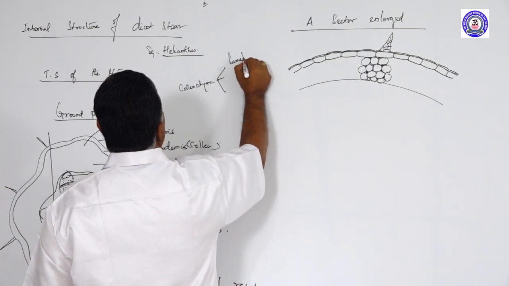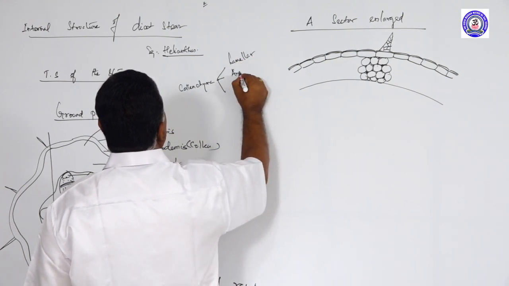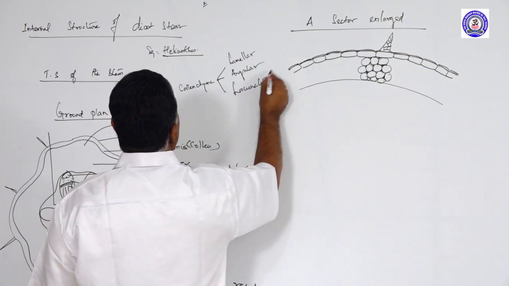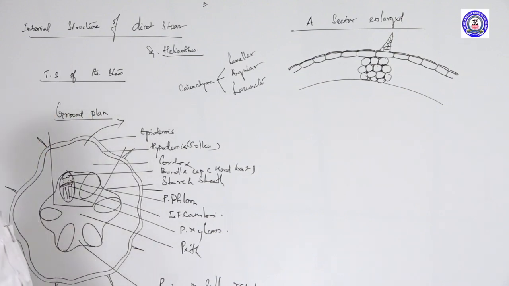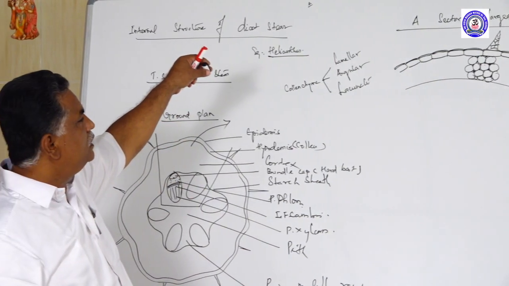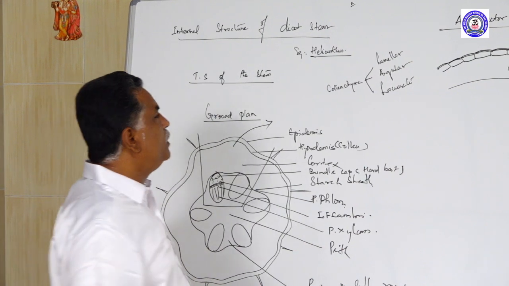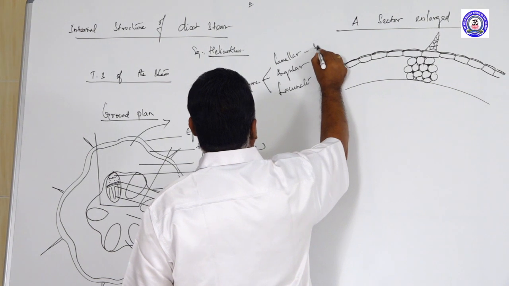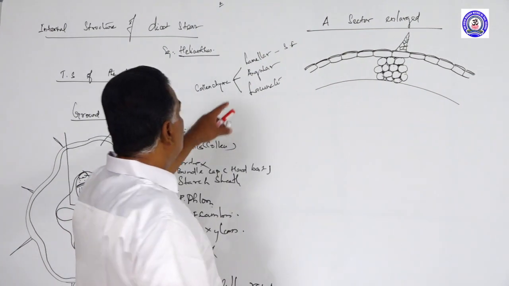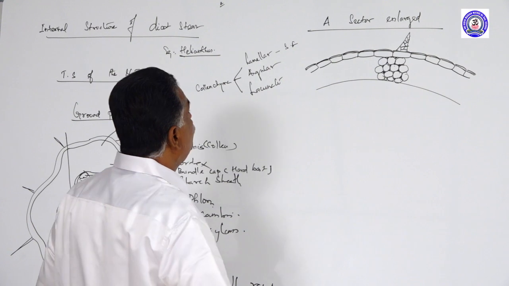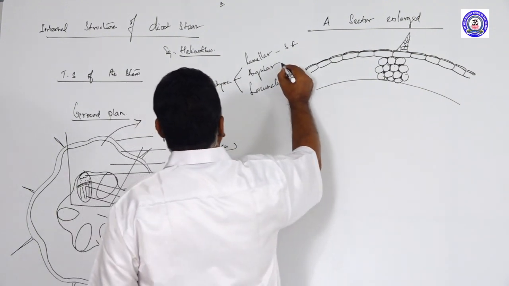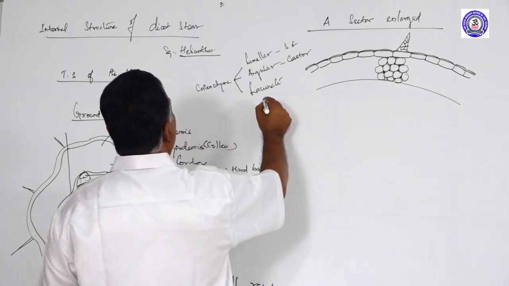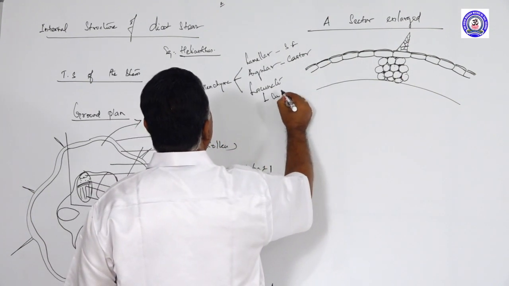Lamellar, angular, and lacunate. You would have learned this when we were learning the types of collenchyma. See, the hypodermis is made up of lamellar collenchyma in the case of sunflower. Sometimes angular collenchyma is found in the hypodermis, as in the case of castor. And lacunate collenchyma is found in the case of cucurbita.